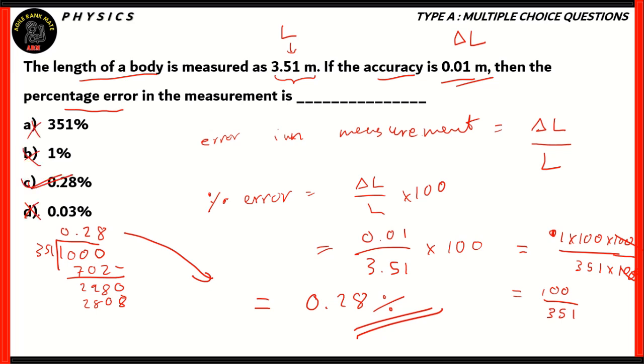The other options are incorrect. All you have to do is divide the given accuracy by the length of the body measured and multiply that with 100 to get the percentage error. So option C, 0.28% is the right answer.